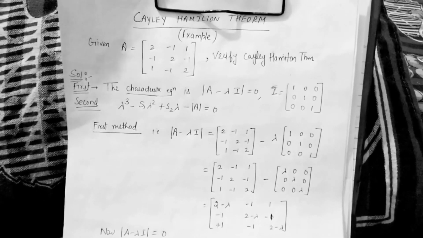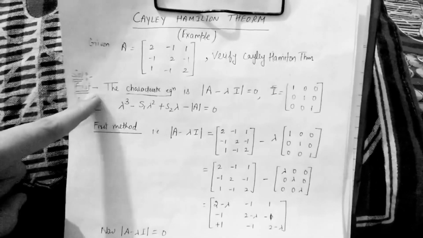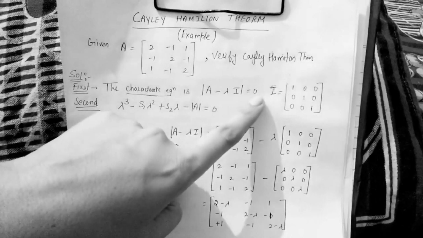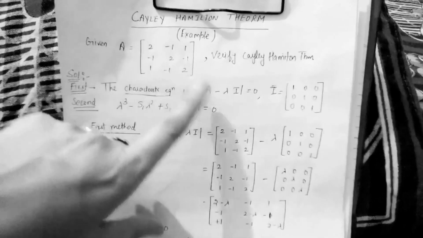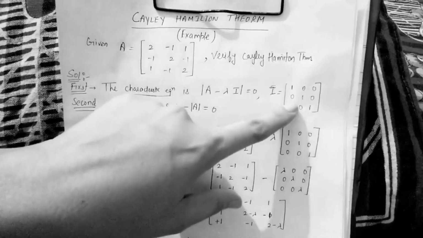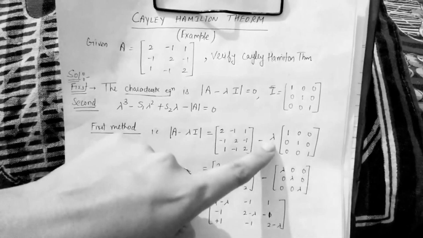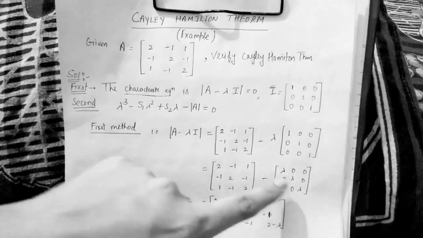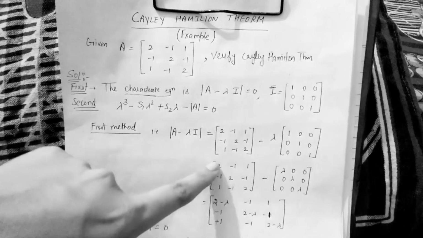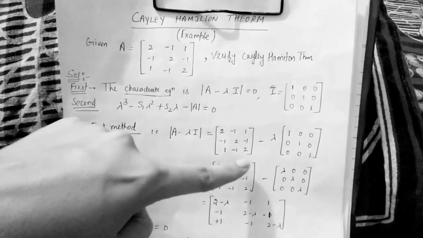First of all, I am going to start with first method, that is |A minus lambda I| is equal to 0. So we have to find the value of this. Putting the value of A, a given matrix, and lambda I, so we put the value A minus lambda into I. Again multiplying lambda by I, it becomes this, and after subtracting, 2 minus lambda, minus 1.